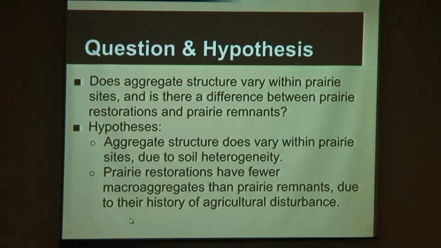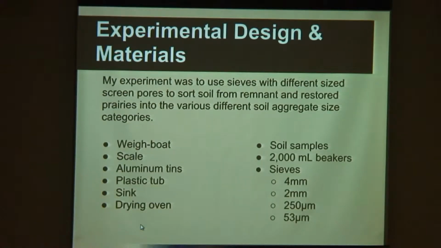So my question is, does aggregate structure vary within prairie sites, and is there a difference between prairie restorations and prairie remnants? My hypothesis is that aggregate structure does vary within prairie sites due to soil heterogeneity, and there will be a difference between prairie restorations and prairie remnants because prairie restorations have fewer macro aggregates than prairie remnants due to their history of agriculture. And this is my experimental design, materials.